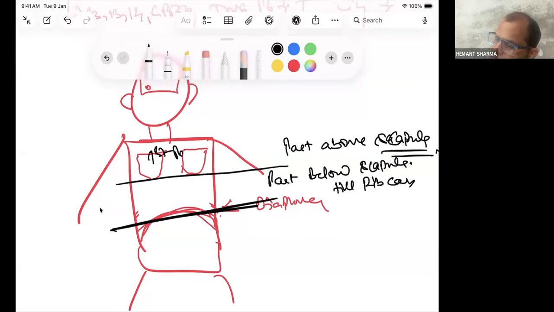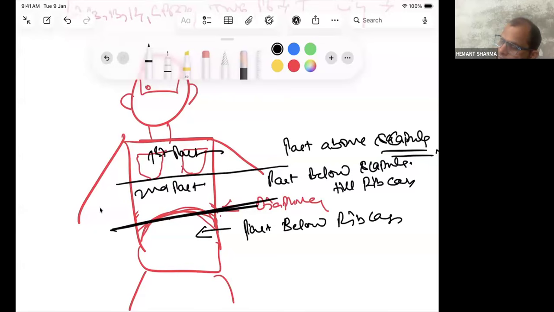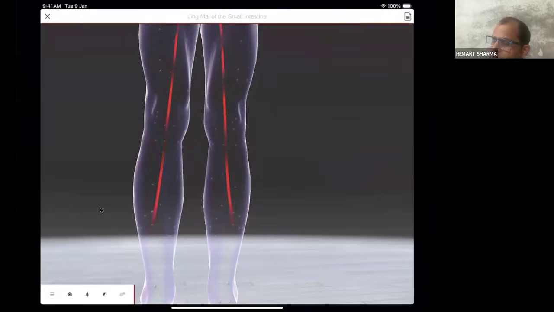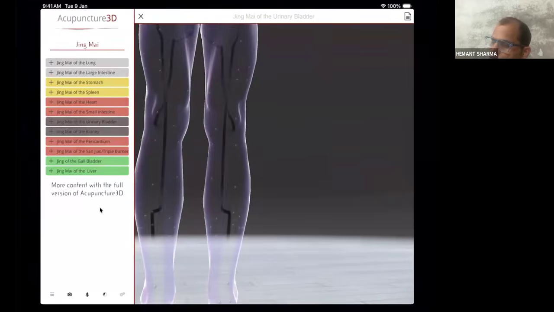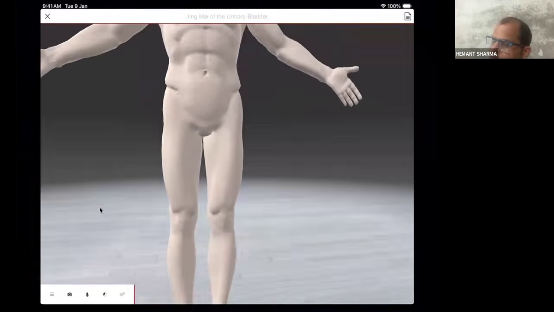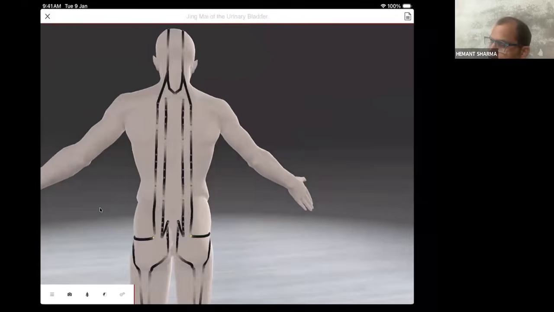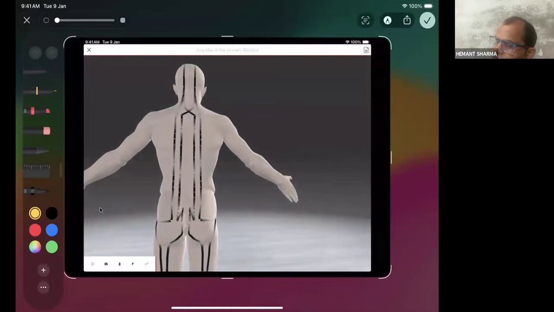First part, second part. And the third part, this part below rib cage, ये पूरा का पूरा 3 पार्ट में बांट दो. And we know the urinary bladder meridian passing from here. यहां से हमारा यूरिनरी ब्लैडर चैनल पास होता है. ये देखिए. So we have divided in 3 parts.